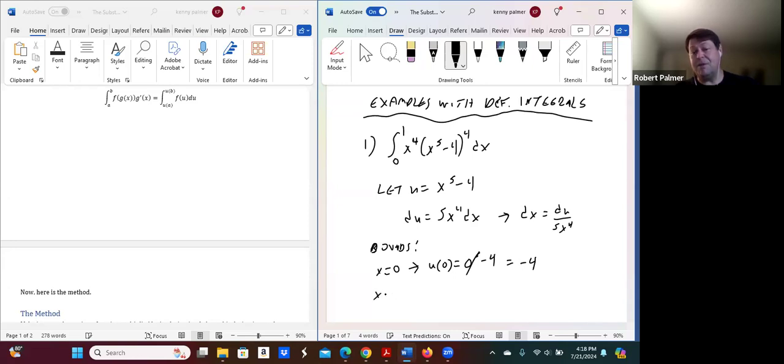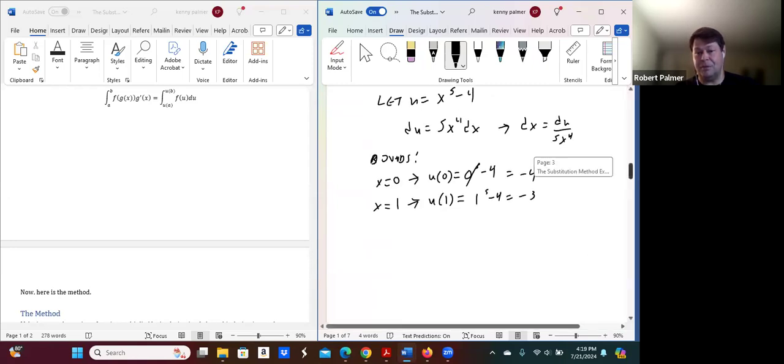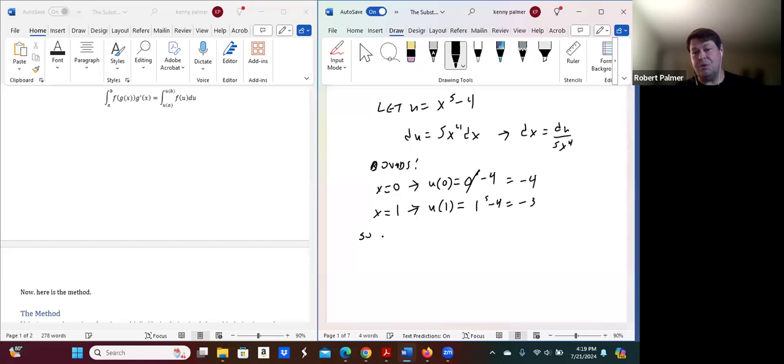Then let's do the same thing with the upper bound. x is equal to 1, and then u of 1 is going to be 1 to the fifth minus 4. That, of course, is 1 minus 4, which is negative 3. That's our upper bound. So let's substitute all this in, and our new integral, in terms of u, now goes from negative 4 to negative 3.